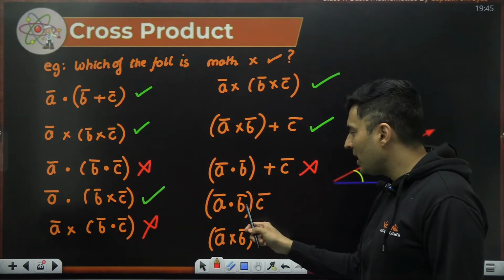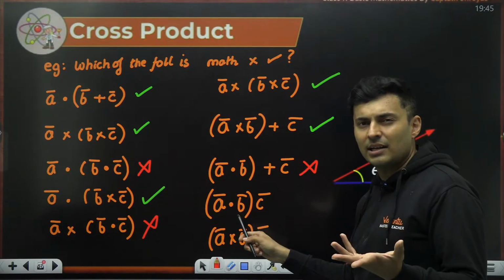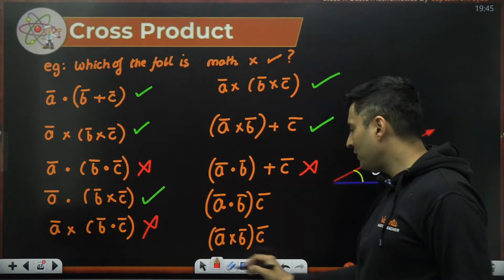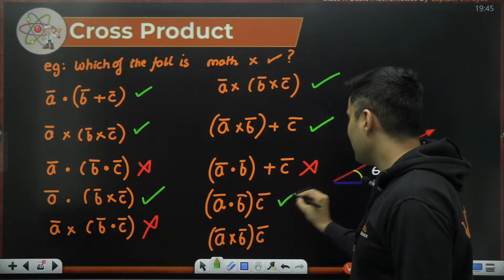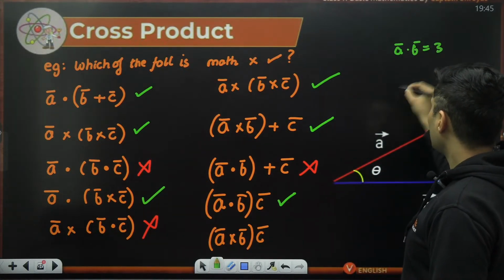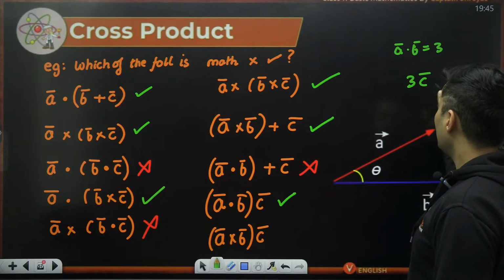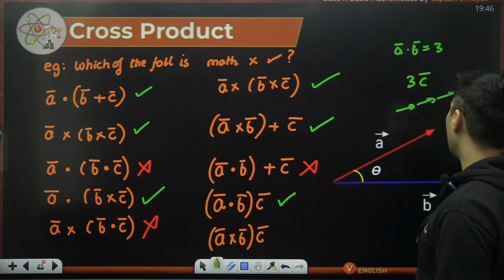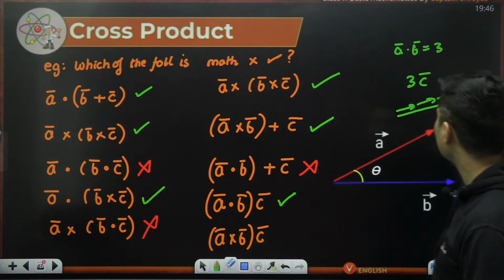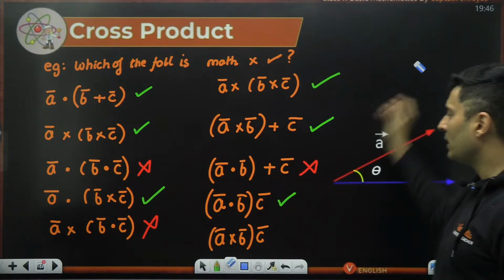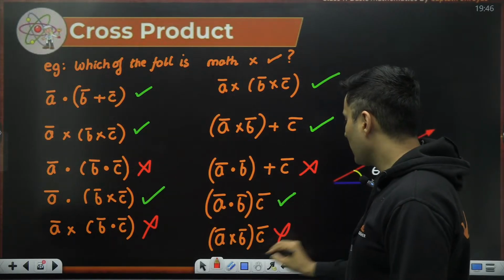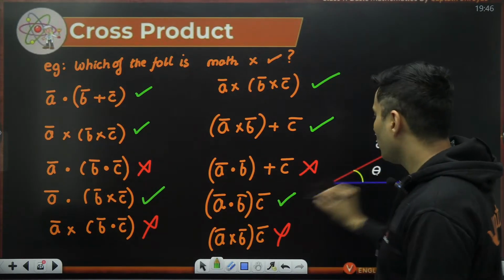This A dot B may be a number. It's a scalar number times C bar. Perfectly fine. Nothing wrong with it. This is like saying, imagine A dot B is 3. So it is like saying 3 C bar. 3 C bar means C bar, C bar, C bar. So that is 3 C bar, a scalar multiple type. So that is perfectly fine. Nothing wrong with it. But this one is 100% wrong because A cross B could be a vector.